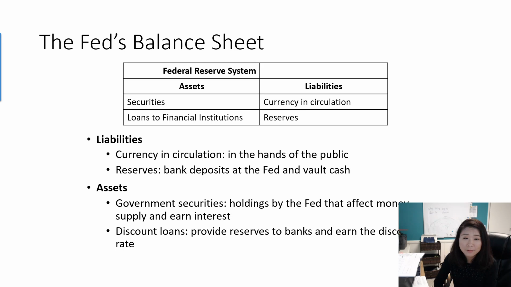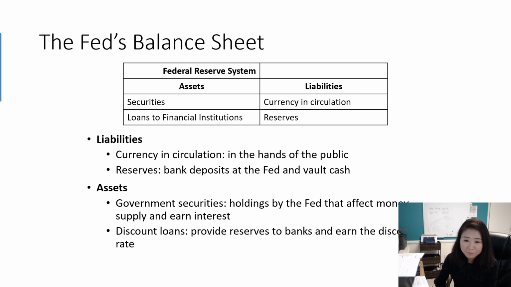The reason we consider something an asset is that somebody owes it to the Fed, or the Fed is holding it as a value-holding item in the bank account. So there are two things considered as assets: securities and the loans to financial institutions. Why are those considered as something somebody else owes to the Fed? First of all, think about securities.